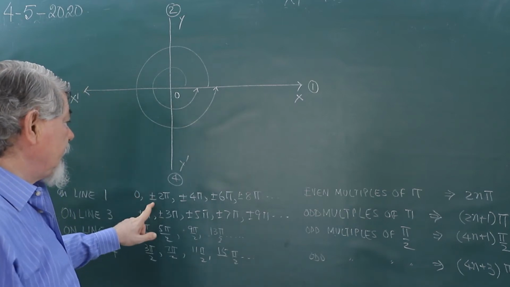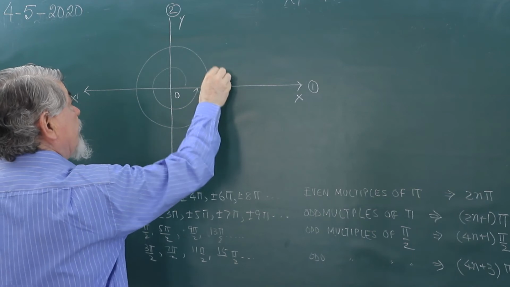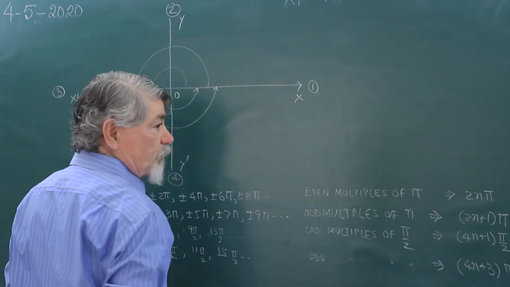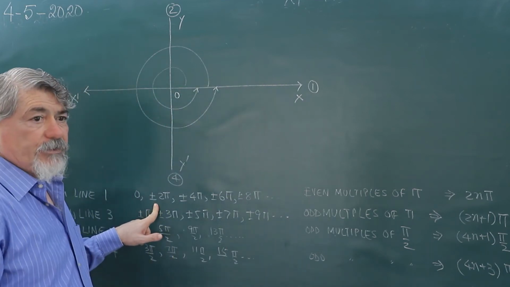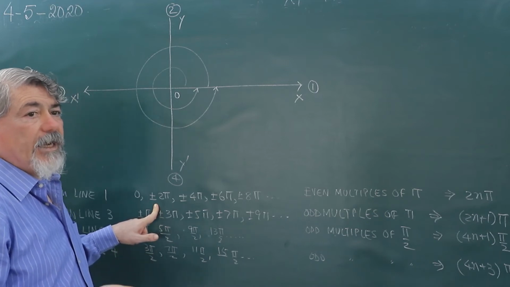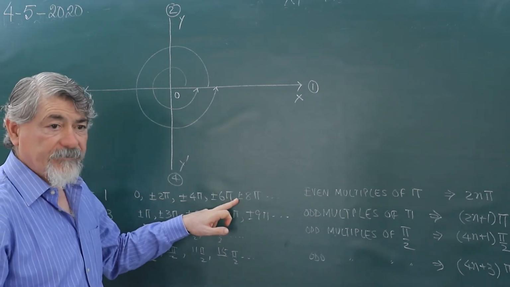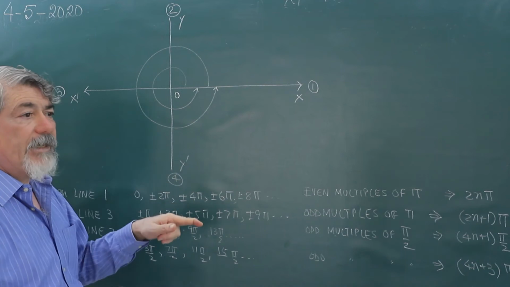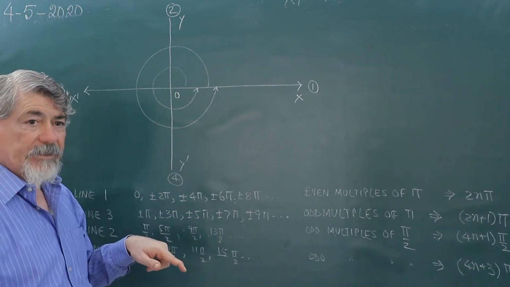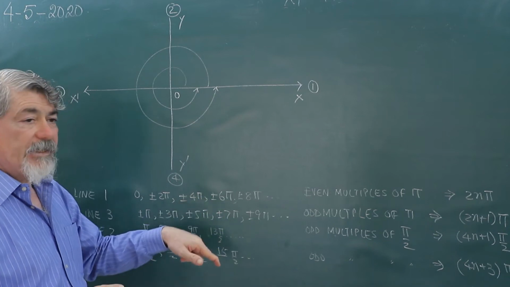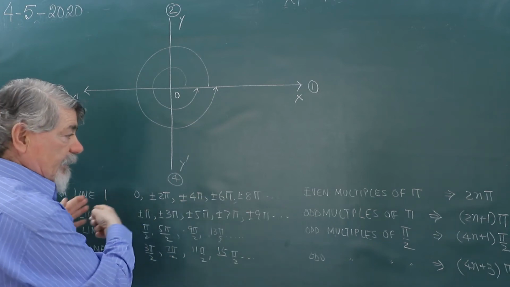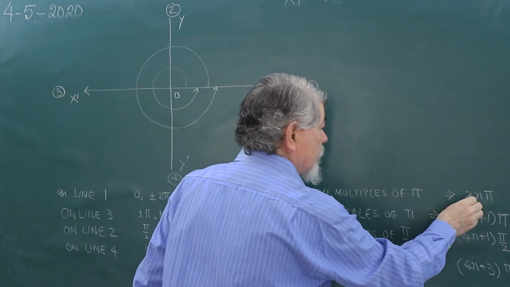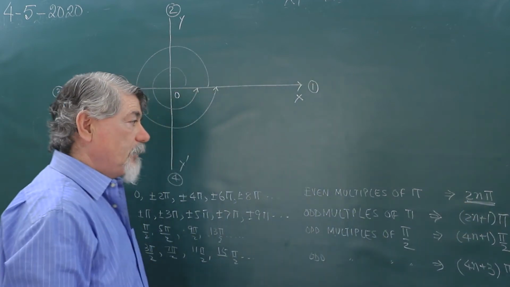So 0, plus minus 2 pi, because you can start from here, it will come plus 2 pi, but if you start from this side, it will come minus 2 pi. That is why plus minus, because if you are traveling anti-clockwise, then you will get positive values. When you travel clockwise, you will get negative values: 2 pi or minus 2 pi, 4 pi and minus 4 pi, plus 6 pi or minus 6 pi, plus 8 pi or minus 8 pi, and so on. So even multiples of pi, which are 2n pi. In general, we'll say 2n pi.